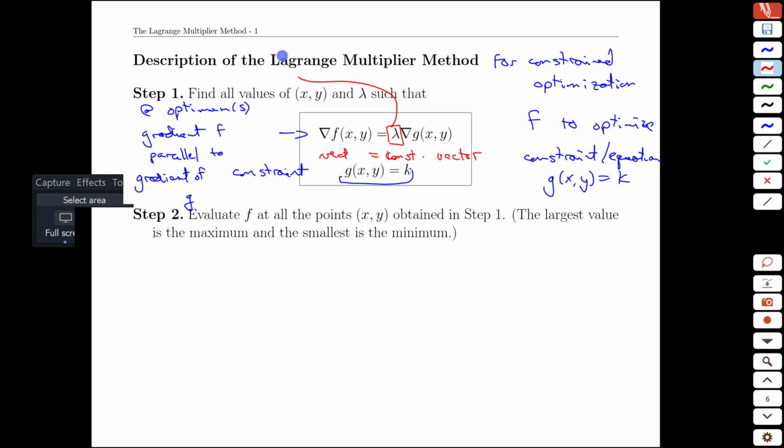This lambda is chosen to represent the L in Greek letters for Lagrange. So the Lagrange multiplier is that lambda. It could have been a K, it could have been a C, but because the historical connection here is to Lagrange, we use the Greek letter lambda.